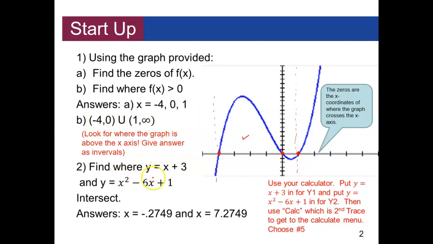Here we want to find where these two graphs intersect, so we'll put this one in for y1 and this in for y2, and then go through the process of finding the intersection by doing calculate, which is second trace, and then go to the intersect choice on the menu, and then you will choose number 5, which is the intersect, and you'll find that your two x values where these two functions intersect are -0.2749 and 7.2749.